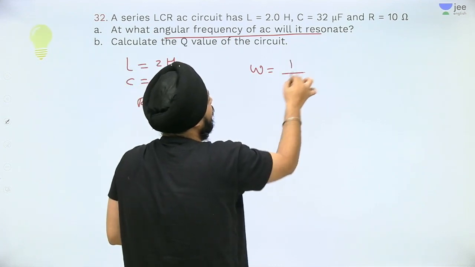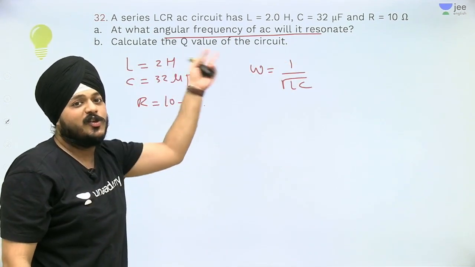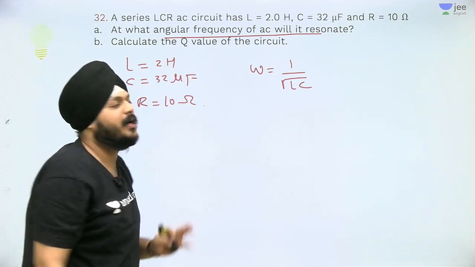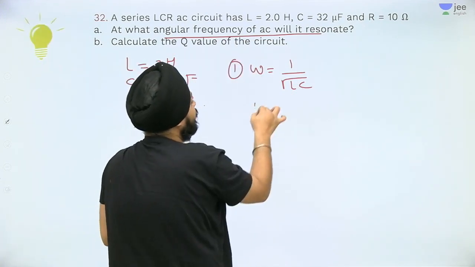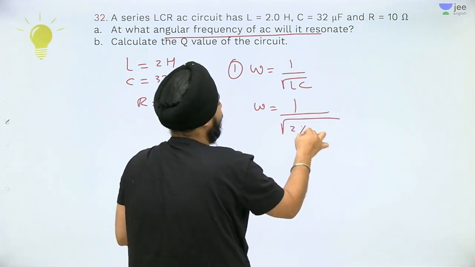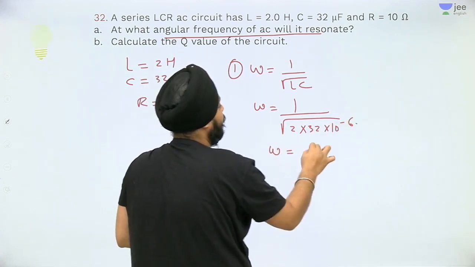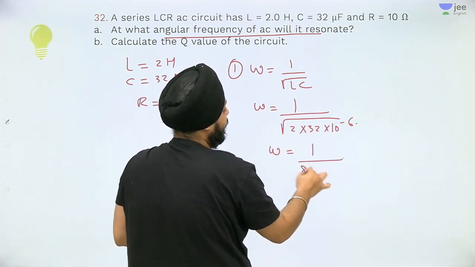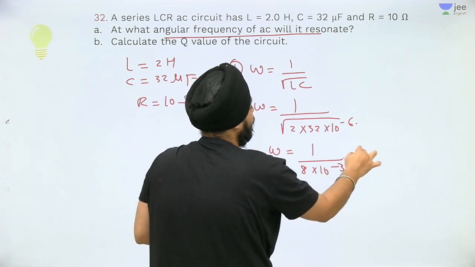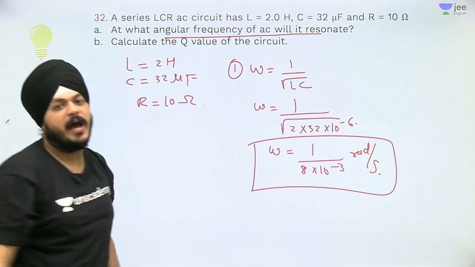So omega is equal to 1 by under root of LC. This is my direct formula. For the resonance condition, omega is equal to 1 by under root of LC. So omega can be given as 1 by under root of 2 into 32 microfarad, so into 10 raised to minus 6. So omega would be 1 by 8 into 10 raised to minus 3 radian per second. This is my value.